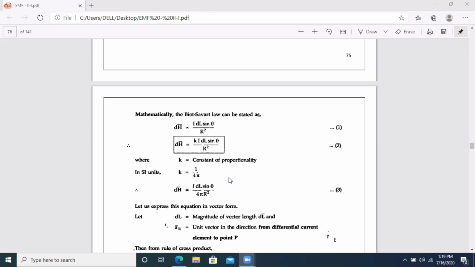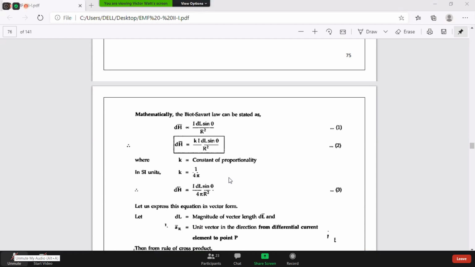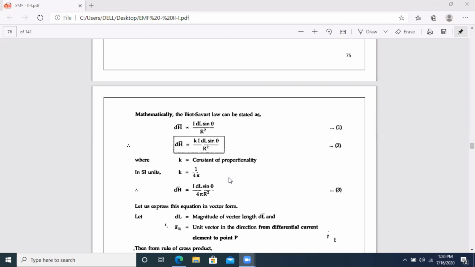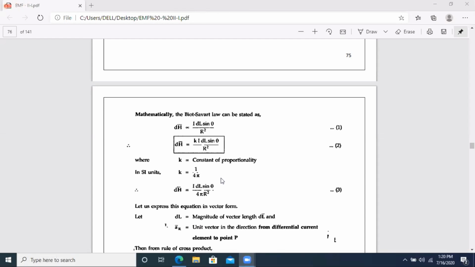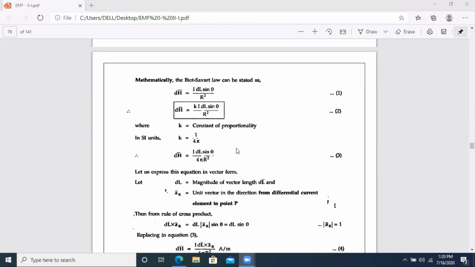Does that equation look familiar to you? Yes, without the epsilon, it would look like Coulomb's law. So look at Coulomb's law without the epsilon and without the sine theta. So, in other words, we're supposed to breeze through the magnetostatics because it follows strictly along the line of the electrostatics.